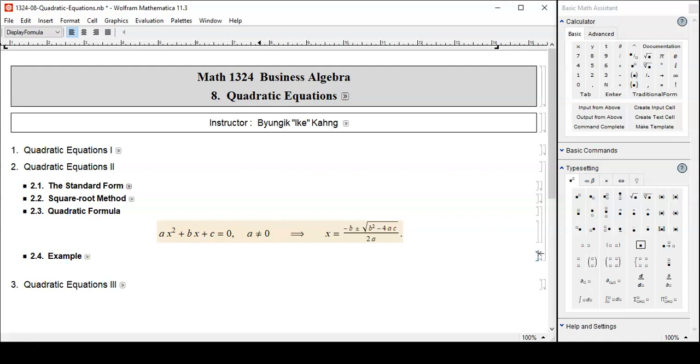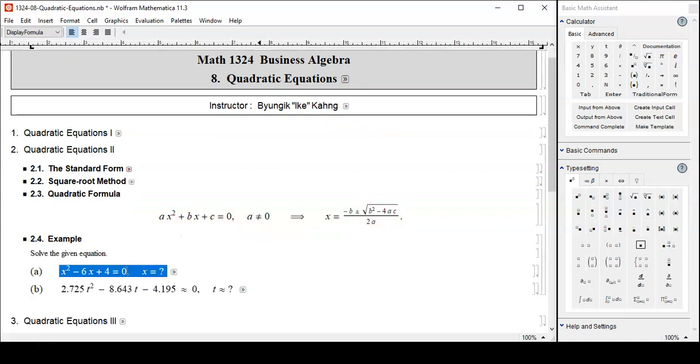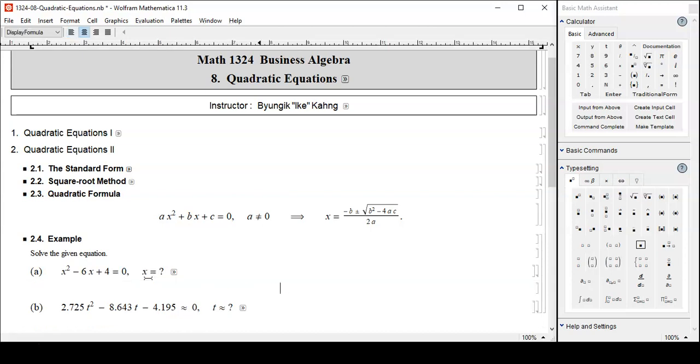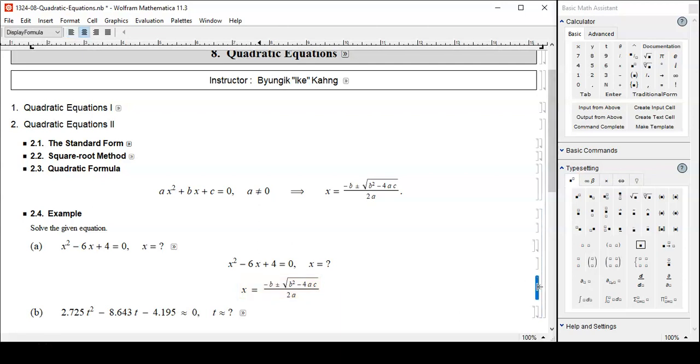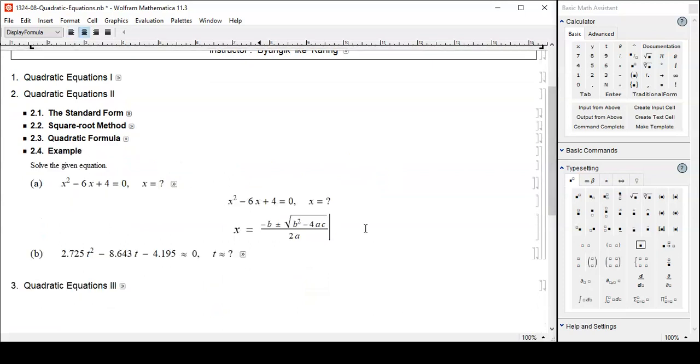How to use it? Well, here's an example problem, and let's go ahead and use this one here. Alright, x is equal to, well, here's a quadratic equation, quadratic formula, and let's expand the font here so that you can read better. Okay, alright. What's b? That's negative 6. What's a? That's 1. What's c? That's plus 4. So let's do all this computation.